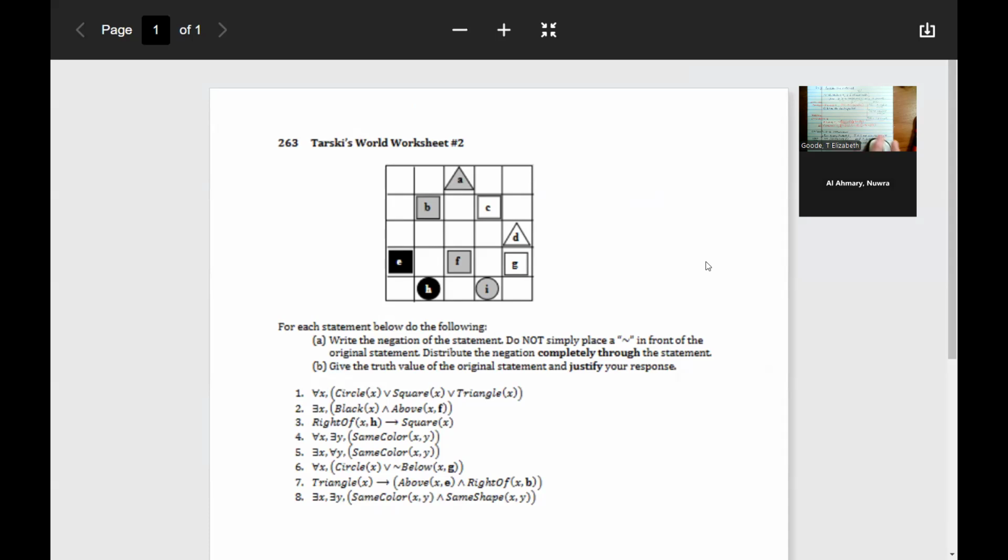So what Tarski did, he's brilliant, he said, okay, we can teach all of these concepts. We can teach them all.